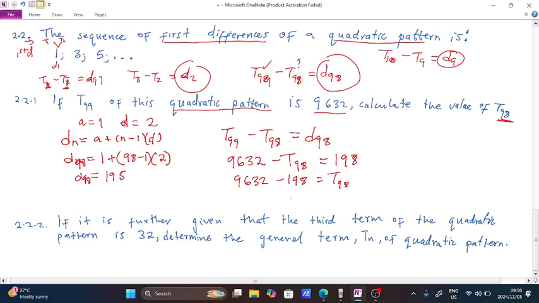So what do you get? Term number 98 equals 9434. That will be term number 98 of the quadratic.